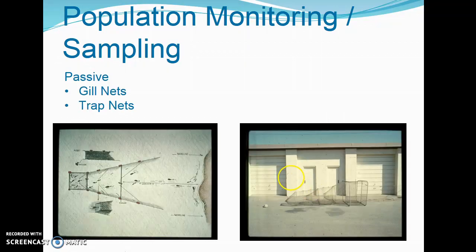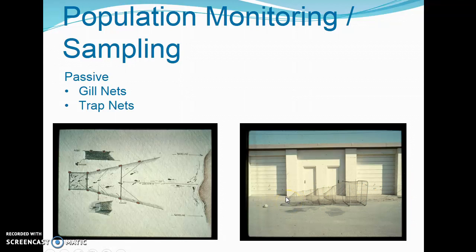Another passive method is called a trap net. It's a little less invasive than gill netting, but essentially the fish swims up to this line. You can't see it super well, but this line goes up the bank out of the water, and so in that littoral zone, the fish swimming along the shoreline hits this wall. If it goes up, it goes out of water, so it goes down and it swims through a series of hoops until it's caught here in the end.